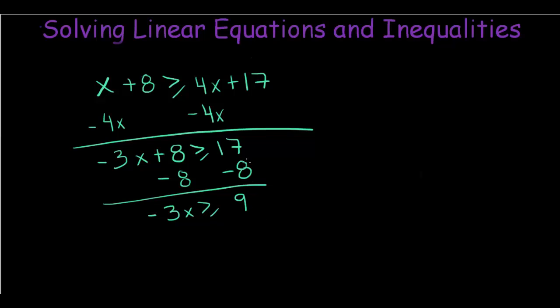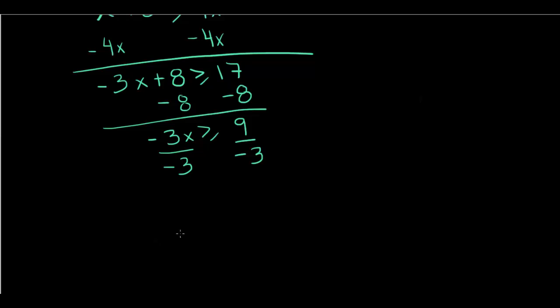Now, so far so good. We've gone over the exact same steps that we would have gone through had we been solving an equation. So the last thing is that we have to divide by negative 3. And this is when things are different. Whenever we divide or multiply by a negative number in an inequality, we have to flip the sign. So since I am dividing both sides by negative 3, I'm going to have to flip the sign. So now I will have x is less than or equal to negative 3.